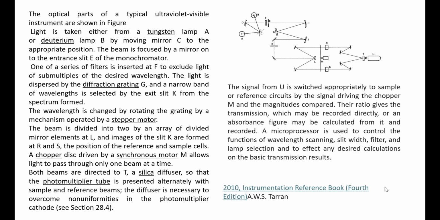Say for example KMnO4 or CuSO4, whose concentration I want to detect in my sample. Then I'll go with a visible spectrophotometer, and in that case the light source will be a tungsten lamp. But if I want to measure the concentration of DNA or protein, for which the absorbance maxima lies in the UV range near 260 to 280, then I have to go for a UV lamp. So the deuterium lamp is the light source, all right?